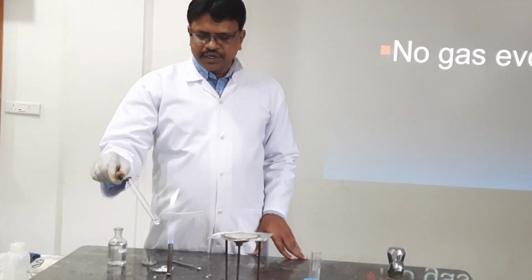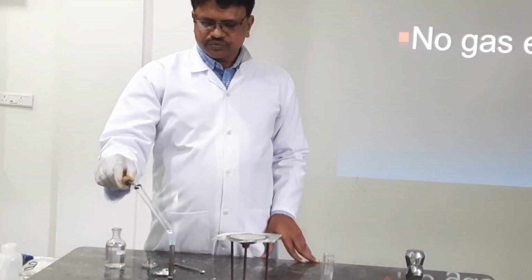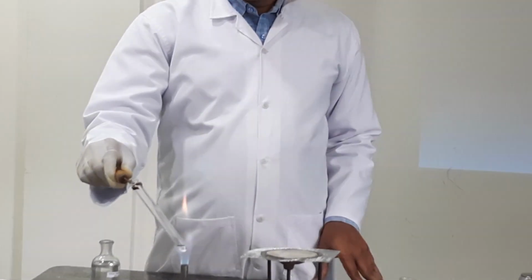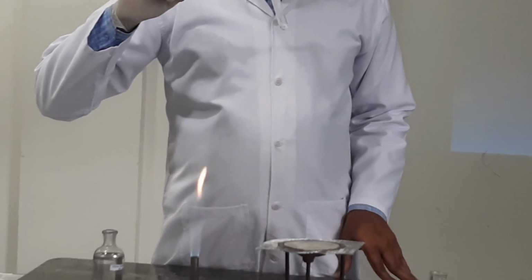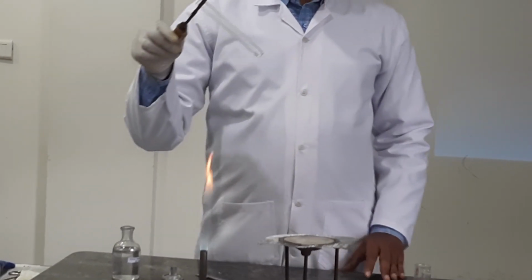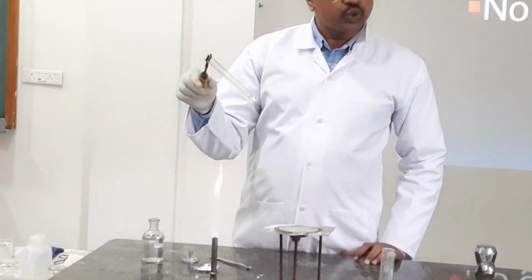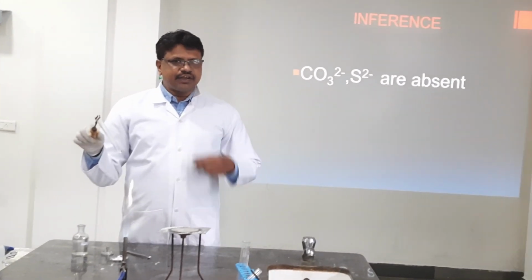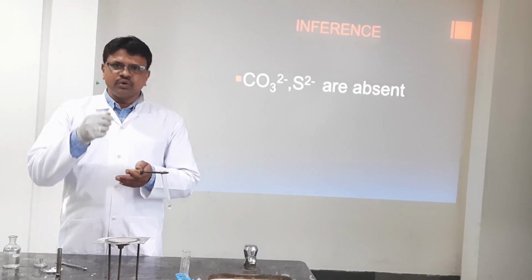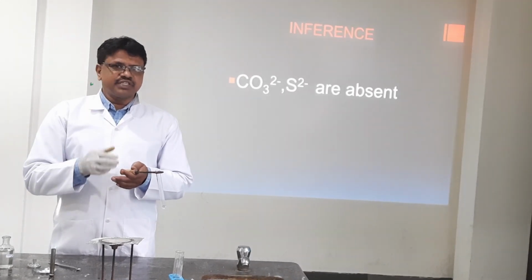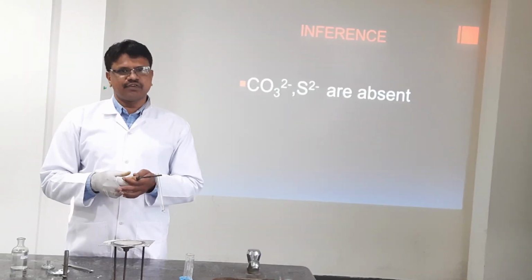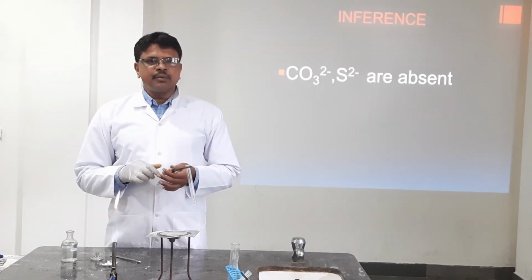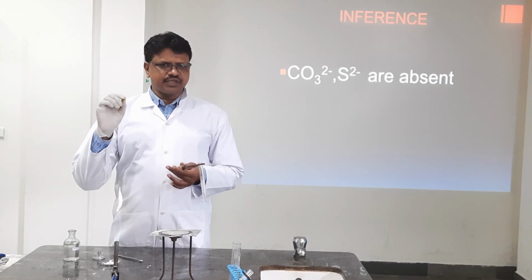Okay, so if I heat now, no gas is coming, no smell is found. So those two ions are absent. What are those two ions, students? Carbonate ion and sulfide ion. That effervescence is what you see when you open a cool drink bottle and the fizzing comes out. Okay. Now we completed the first test under the preliminary test of anion, identification of anion.